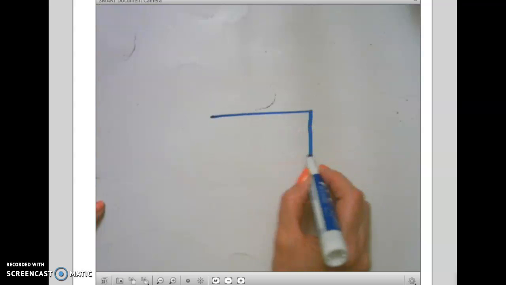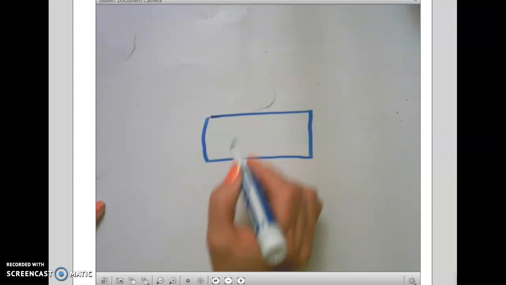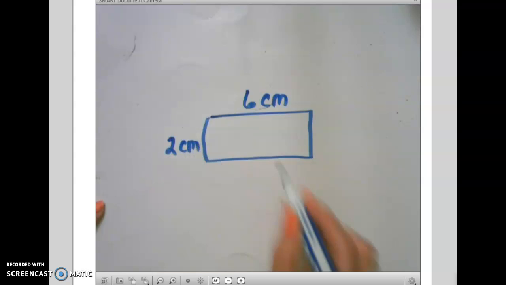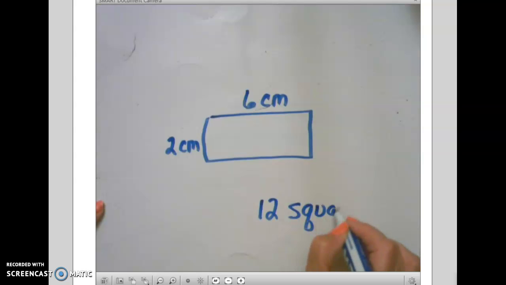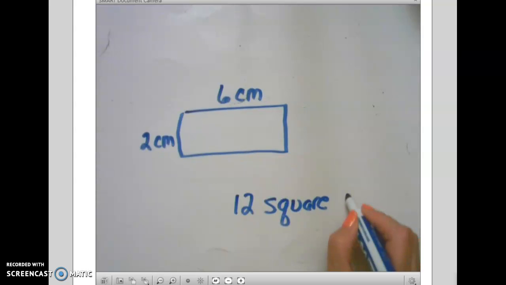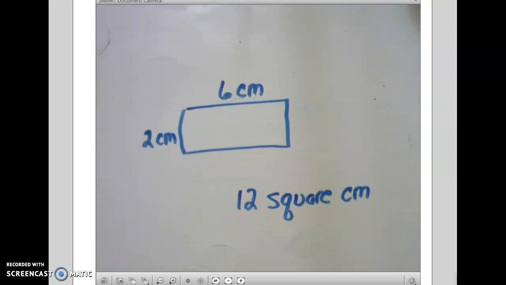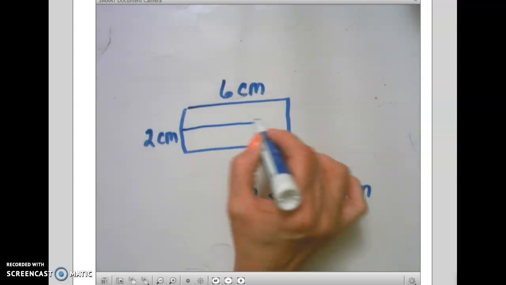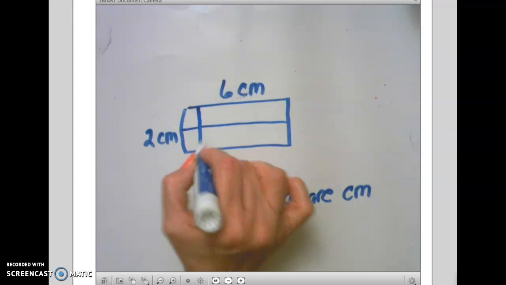Did you notice anything about the numbers I used to help me find a faster way? This was 6 centimeters. This was 2 centimeters. We had gotten an answer of 12 square centimeters because we counted them. Do you see 12? Do you see the answer of 12 somewhere on that rectangle? How do you get 12 out of 6 and 2? Correct. 6 times 2. I'm doing 2 6 times.